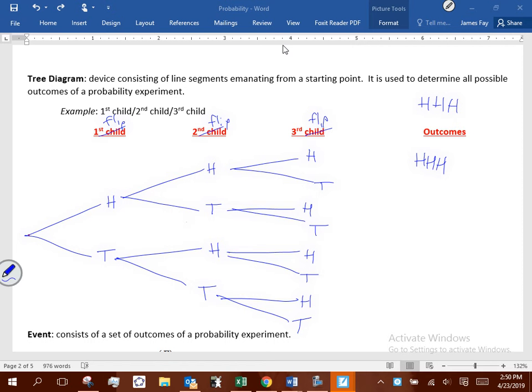So it's a different noun. Not using children, I'm using heads and tails now, right? But it's the same idea to set up that sample space. Okay. Now here's the question.